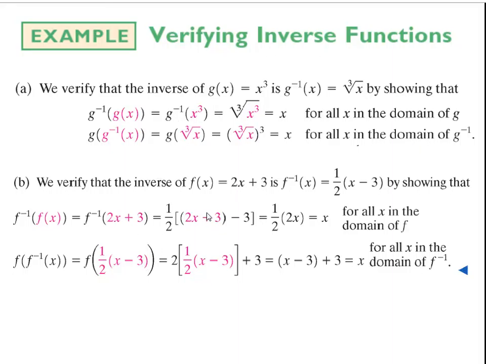So here are 2 examples illustrating that prior definition where we do the composition. And this again stems back to 6.1 where we learned about compositions. And again, this further illustrates that whole idea of undoing each other. So 2 functions are undoing each other. Their compositions return the expression x.